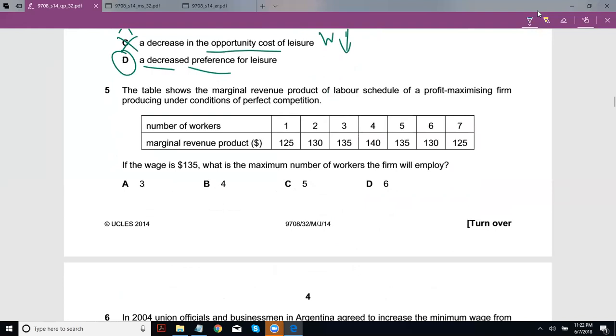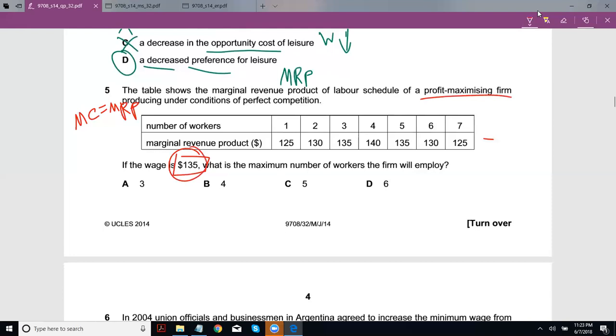Question 5. The table shows the marginal revenue product of labor schedule of a profit maximizing firm producing under conditions of perfect competition. If the wage is $135, what is the maximum number of workers the firm will employ? If you think about this, the profit maximizing firm wants to employ until MC equals MRP. Now you have your marginal revenue product. The MC is 135.